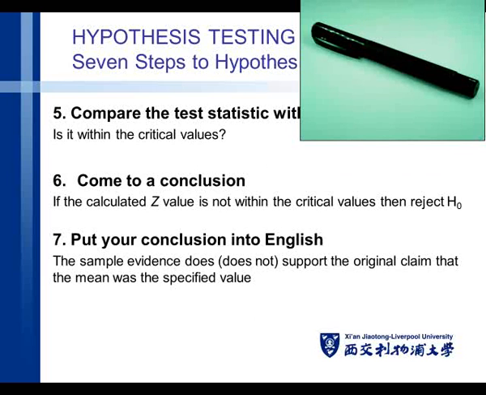So then you compare the test statistic with the critical values. Is it within the critical values? Come to a conclusion. Basically, do you reject the null hypothesis or do not reject the null hypothesis? And then put your conclusion into words. That's it. So what does that say about the population? Okay? Questions about this?